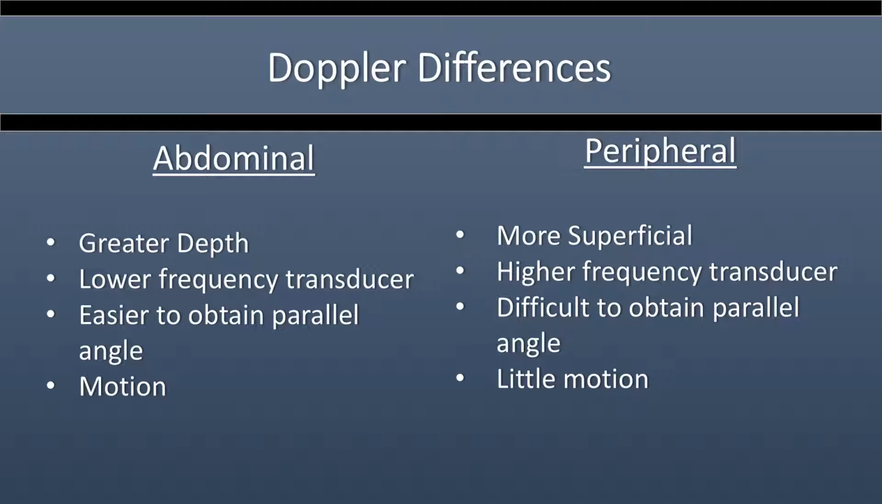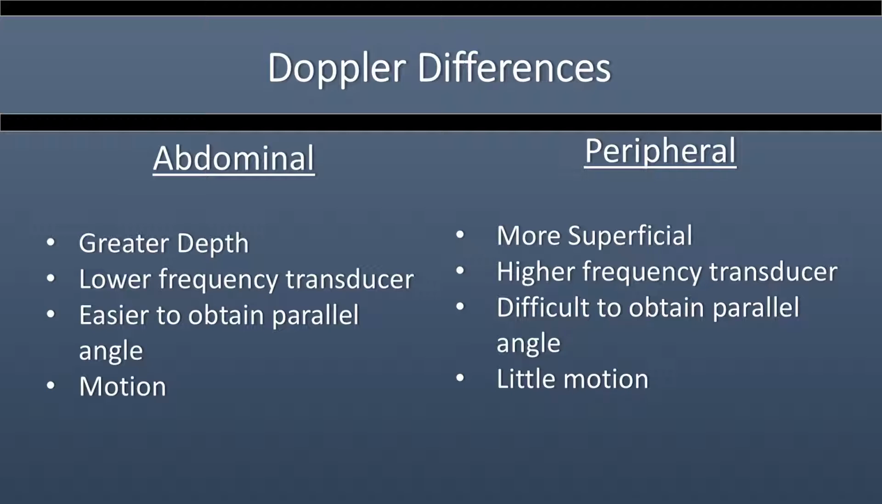So with the peripheral vessels, they're going to be much more superficial. We're going to be able to use higher frequency transducers and get better resolution. Now with the abdomen, it's going to be easier to get parallel angles of insonation on some of the vessels. Let's say the celiac axis, and if we do a coronal approach for the renal arteries, then it's usually pretty easy to get a parallel angle.